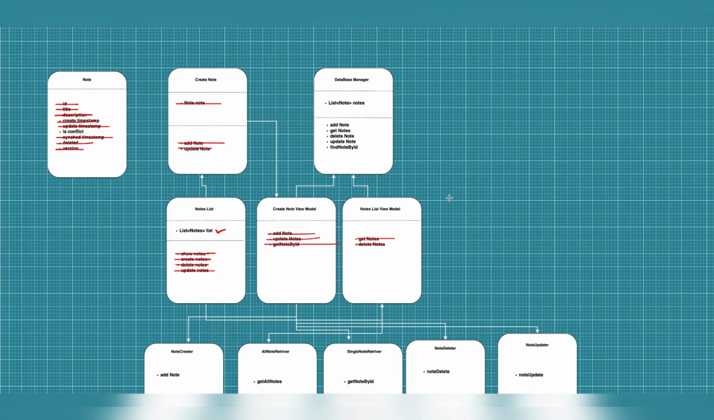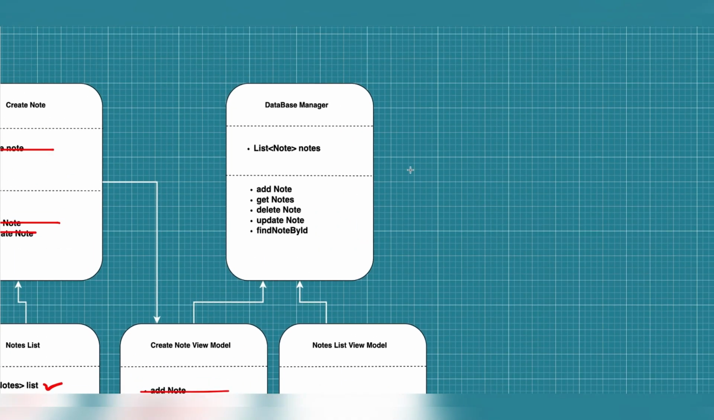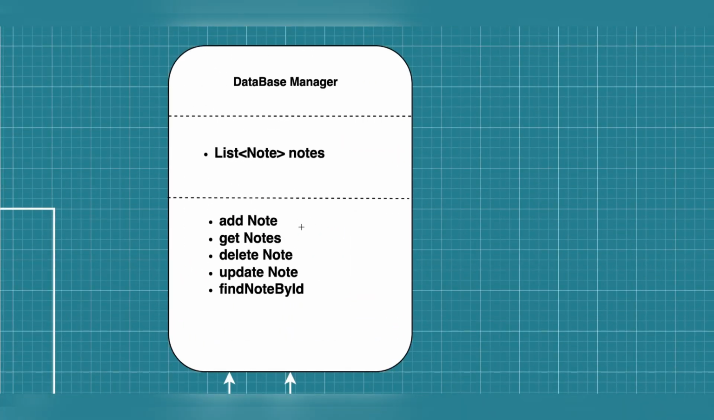Now the next class is our database manager, and this one plays a key role in saving data. When a note gets created, it is passed from the business logic to the database manager, which then handles saving it. It includes all the methods we need: add, get, update, delete and find notes.